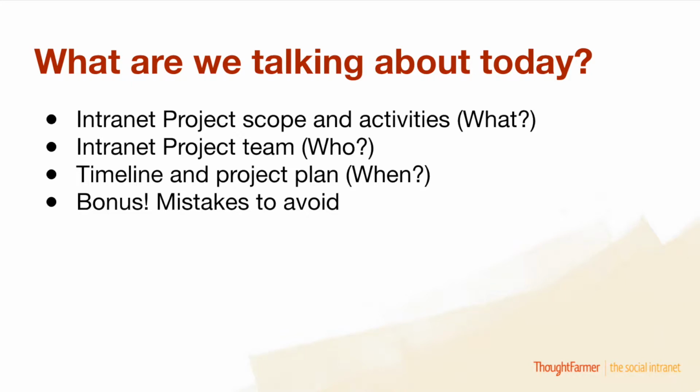So we're going to look at the what, the who, and the when of your internet project. First one there, the what, is just talking a little bit about project scope and which activities will form part of your project. Who is going to be your internet project team, right? Which people are going to help you getting this project off the ground? And then when is all about your timeline and your project plan. We'll show you how you can create a basic structure and an outline for your internet project plan.